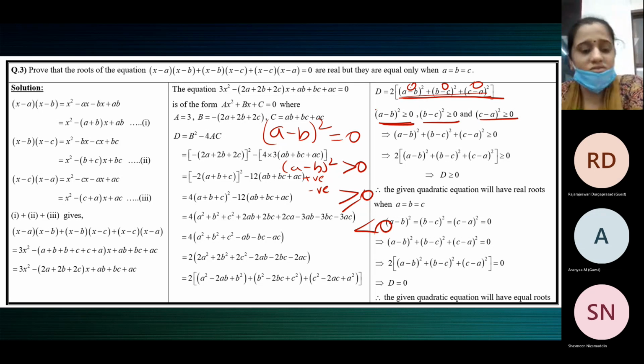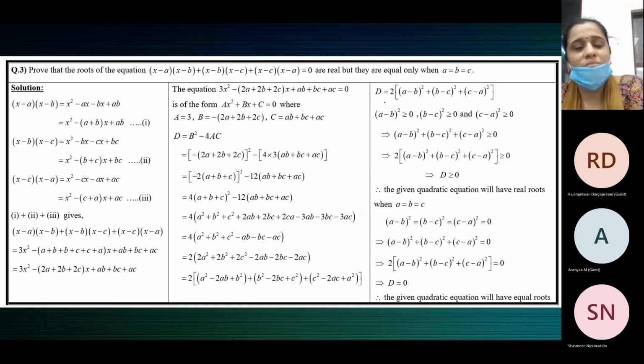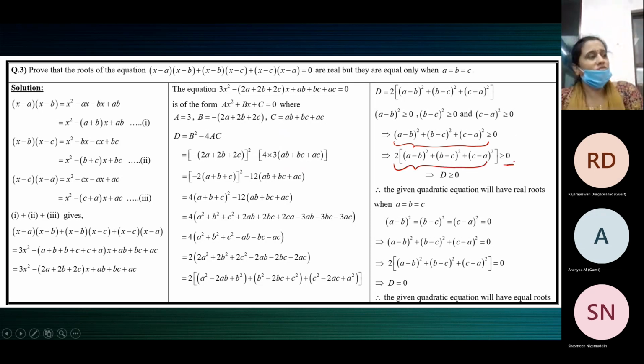Or if all this, or at least one of this, is greater than 0, multiplied by 2, a positive value into a positive 2 is positive only. It will be greater than 0. So the sum will also be greater than or equal to 0. So 2 into that will also be greater than or equal to 0. There is no chance that you will get a negative number here. So that means D is always greater than or equal to 0, which means it has real roots. Greater than or equal to 0 meaning real roots. It can be real equal or real unequal, but real roots.